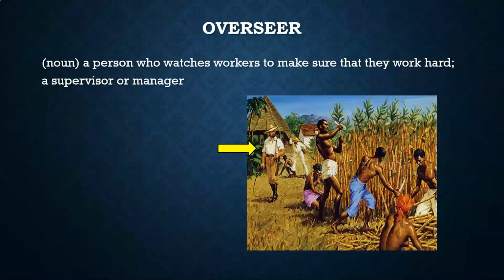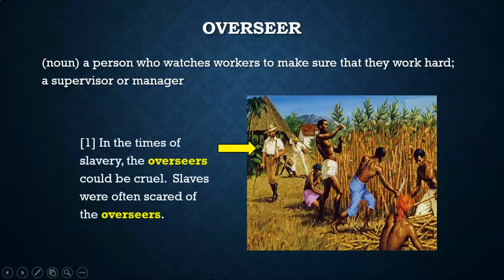The next word is overseer. Overseer. A person who watches workers to make sure that they work hard. A supervisor or manager. That's an overseer. So in this picture we have two overseers. This is one and this is the other.